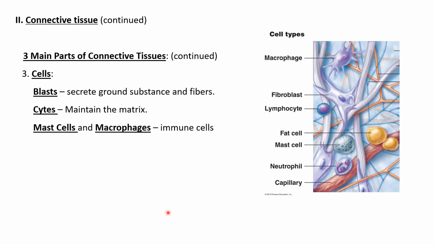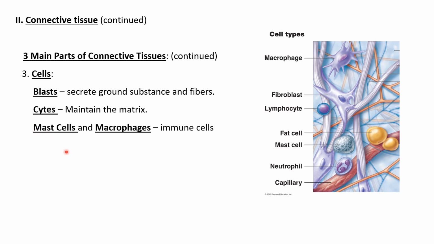Then the cells. So we had the ground substance, the protein fibers, and here's the cells. So if you hear the word blast, that means it secretes ground substance and fibers. And just think blast builds. So blast builds. And you might see a fibroblast, you might see an osteoblast or a chondroblast. Then cytes will maintain the matrix, like an osteocyte or, oh, here's a lymphocyte, but a fibrocyte.